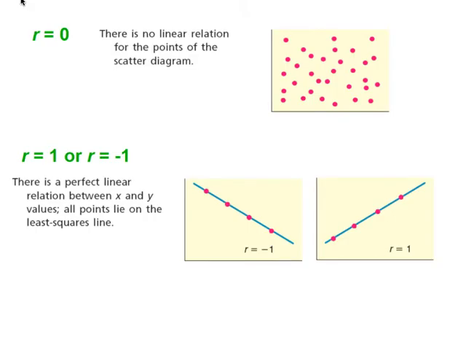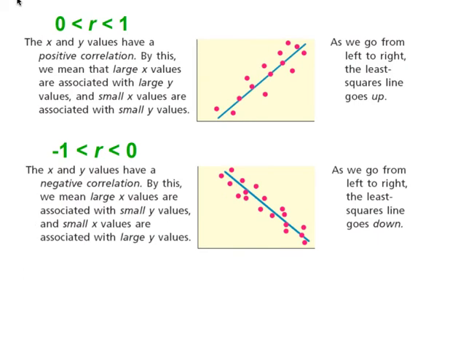R equals 1, a perfect fit line going up. R equals negative 1, a perfect fit line going down. If r is somewhere between 0 and 1, the points are going up in a positive direction, but they're not all on that blue line. All those dots wouldn't be on that blue line.